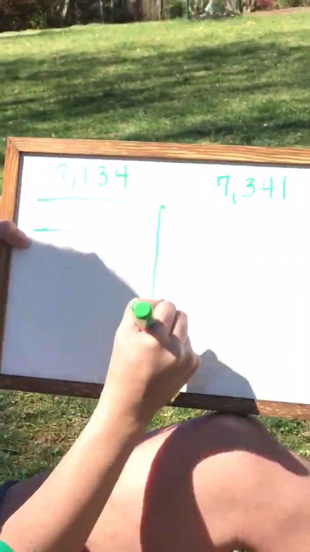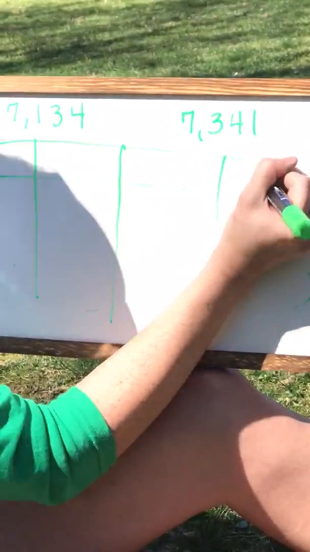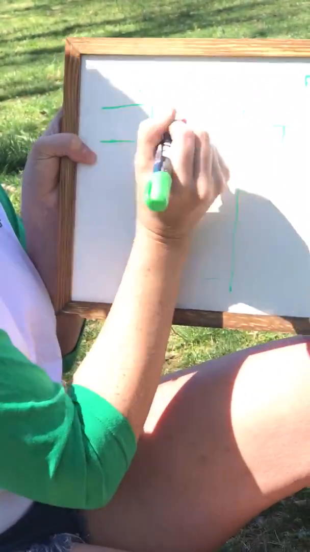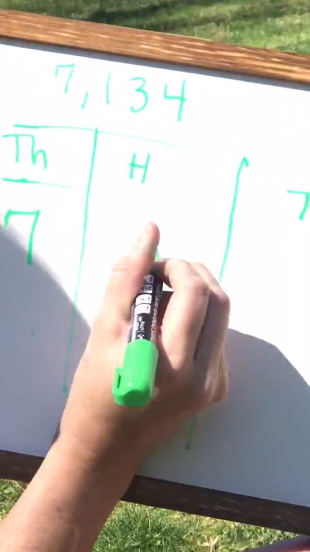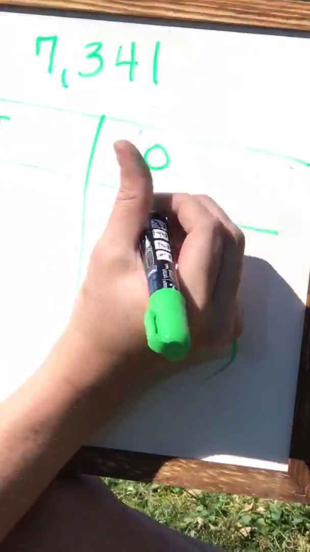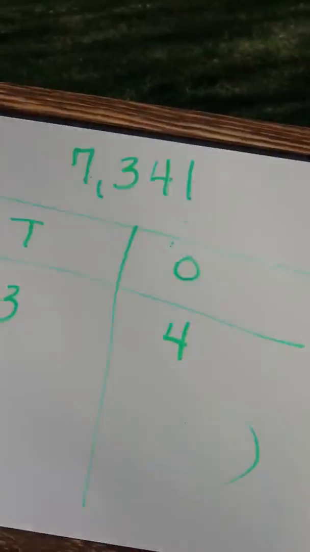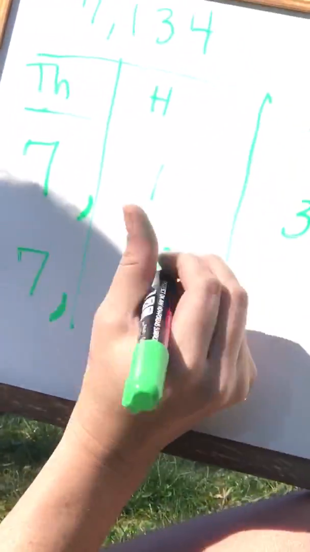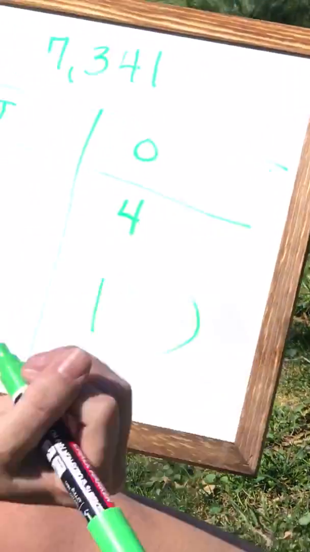So I'm going to cut that in half. Cut it in half again to create my 4 columns. This one for ones, tens, hundreds, and thousands. And let's start with this number. 7 thousands, 1 hundred, 3 tens, and 4 ones. For our next one, we also have 7 thousands. Now we have 3 hundreds, 4 tens, and 1 one.